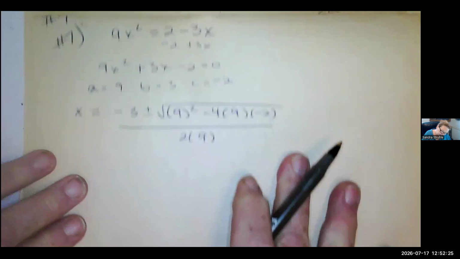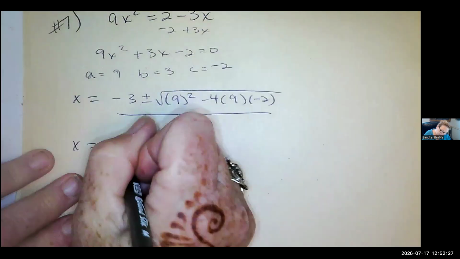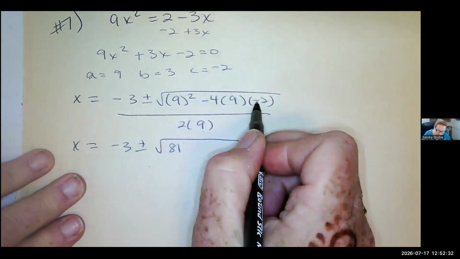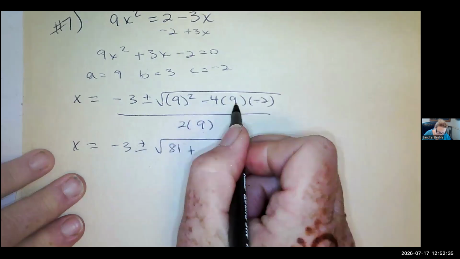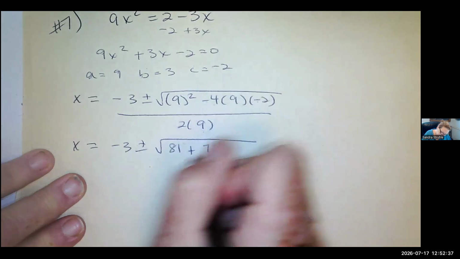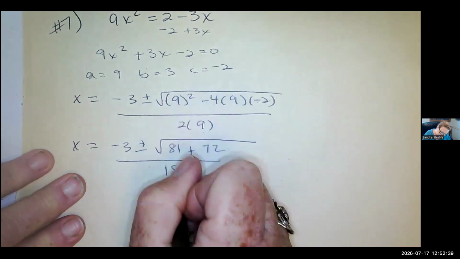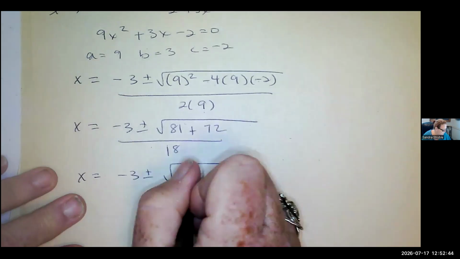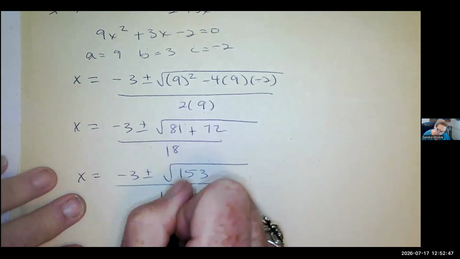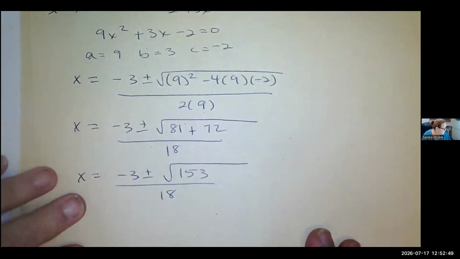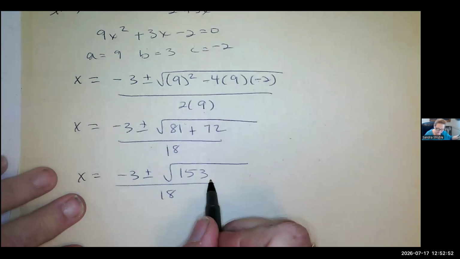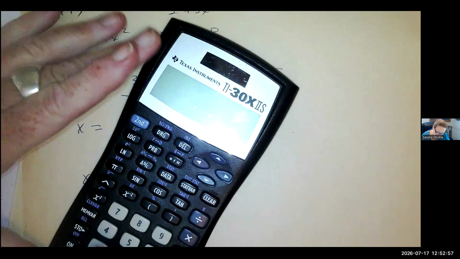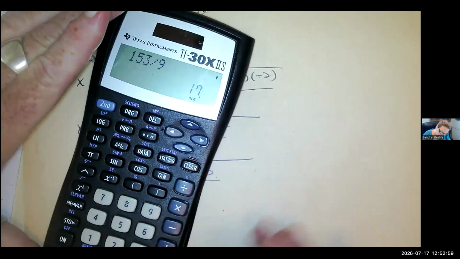Simplify. 3 squared is 9. Negative and a negative is a positive. 4 times 9 is 36. 36 times 2 is 72. 2 times 9 is 18. That's 153. 1 plus 5 plus 3 is 9. So this is divisible by 3. Is it divisible by 9? Yes, it is.